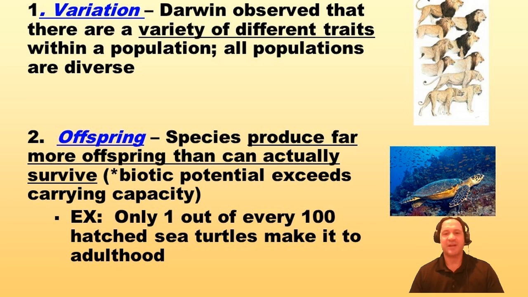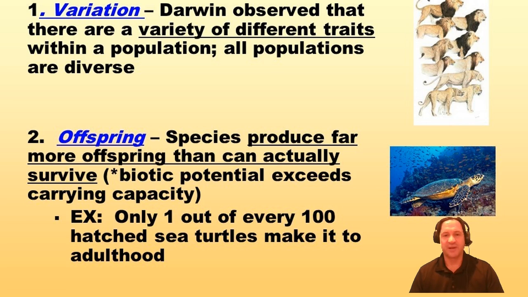For example, in that picture on the top right, those are all African male lions. However, you can see that none of those individuals are exactly the same, especially the mane. Some of them have a very full mane, some of them have hardly any mane at all. So those are variation within a population of African lions.